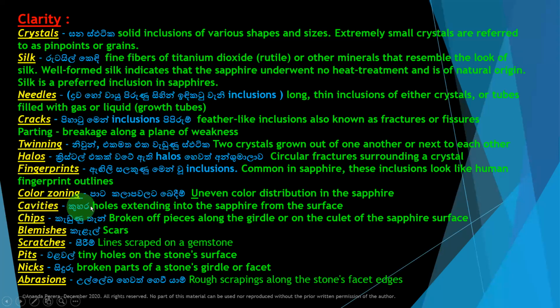Cavities means holes extending into the sapphire from the surface. That is cavities. Chips: broken off pieces along the girdle or on the culet of the sapphire surface. That is chips. Blemishes, scars. Scratches: lines scratched on a gemstone. Pits: tiny holes on the stone's surface. That is called pits. Nicks: broken parts of a stone's girdle or facet. Abrasions: rough scrapings along the stone facet edges.